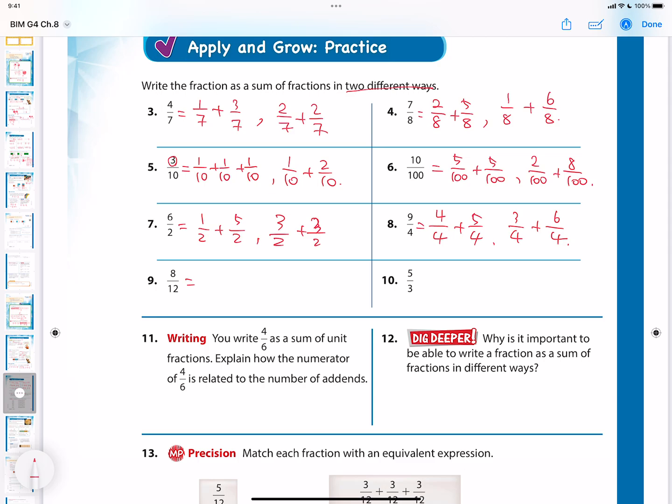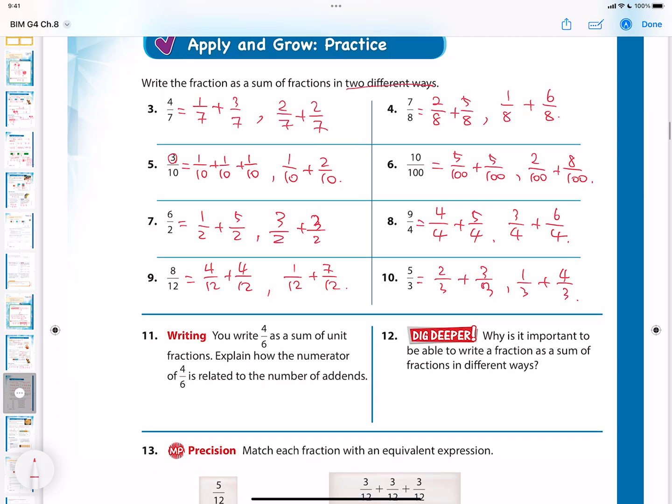Next, it's so easy, right? 4 over 12 plus 4 over 12 and then 1 over 12 plus 7 over 12. And it's gonna be 2 over 3 plus 3 over 3 and 1 over 3 plus 4 over 3.